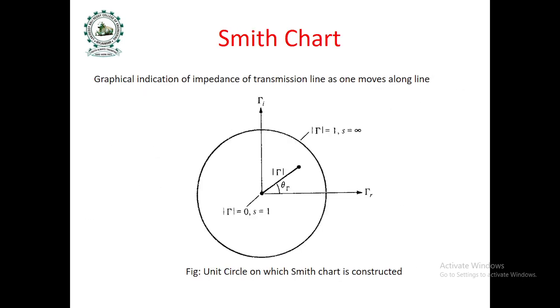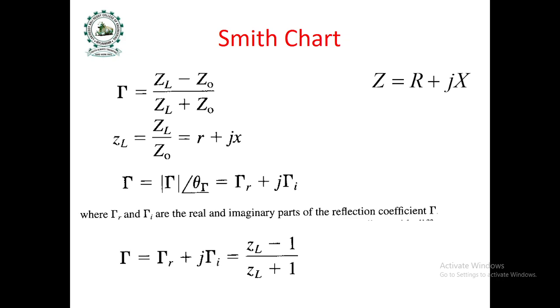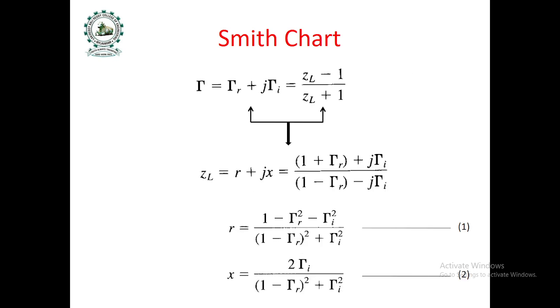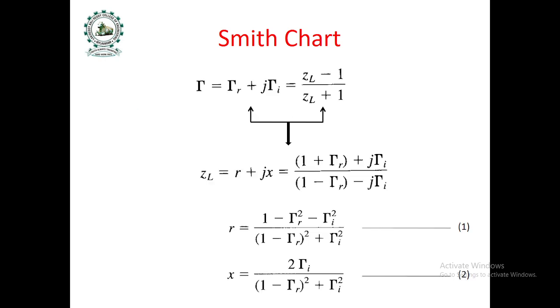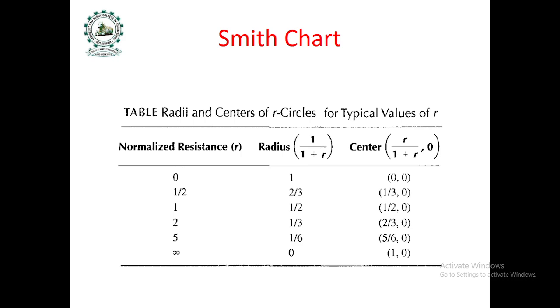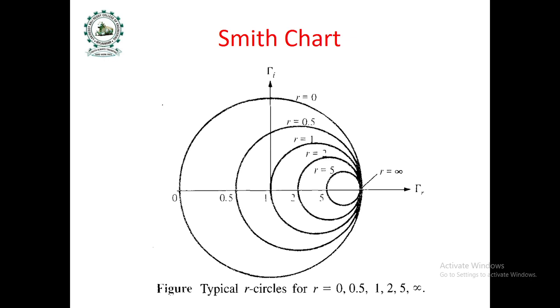So coming to the Smith chart. The Smith chart is a graphical indication of the impedance of a transmission line as one moves along the line. The entire Smith chart is constructed on a unit circle. So this is the construction of the Smith chart. These are the R circle and X circle equations. From the R circle and X circle equations, the Smith chart is constructed. So these are the R circles and X circles.